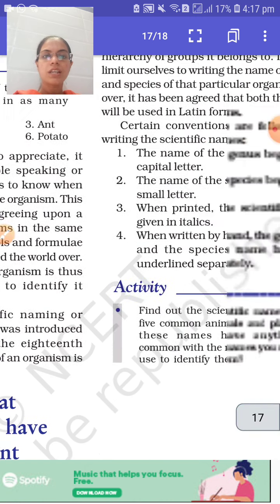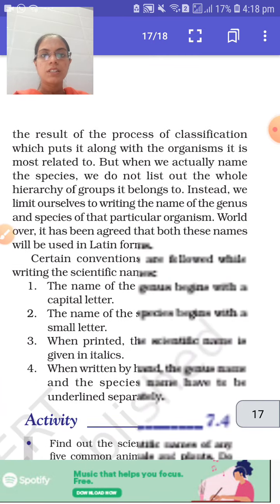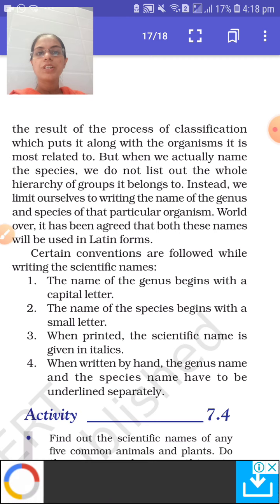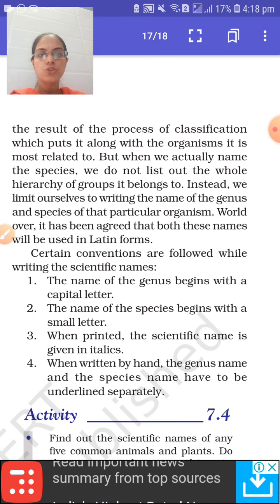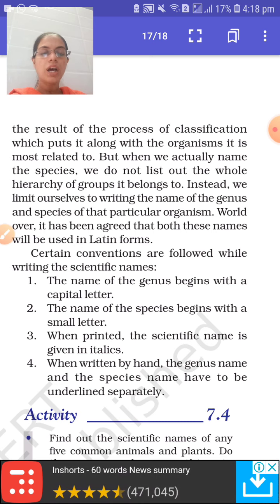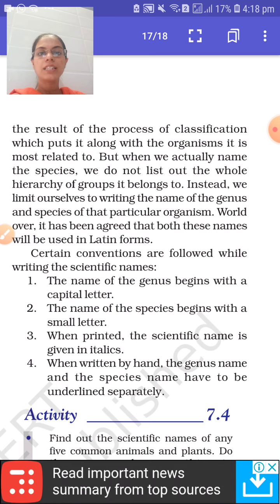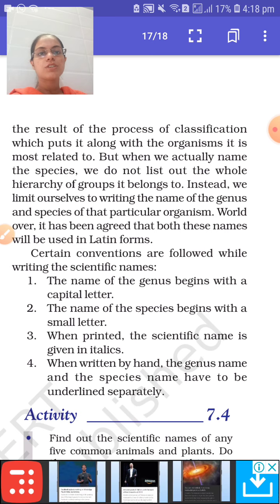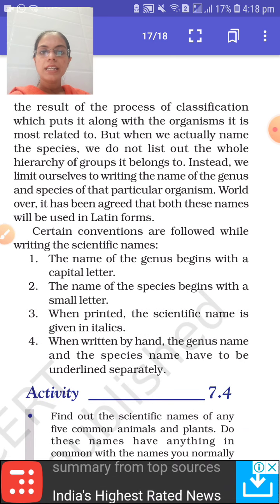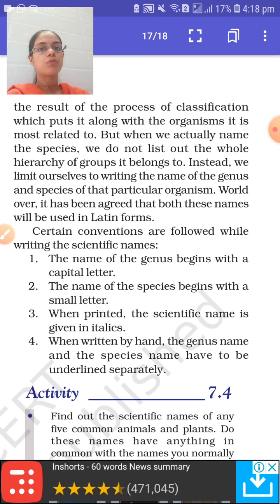In the scientific name of the organism, the result of the process of classification is reflected, which puts it along with the organisms it is most related to. But when we actually name the species, we do not list out the whole hierarchy of groups it belongs to. Instead, we limit ourselves to writing the name of the genus and species of that particular organism. World over, it has been agreed that both the names will be written in the Latin form.